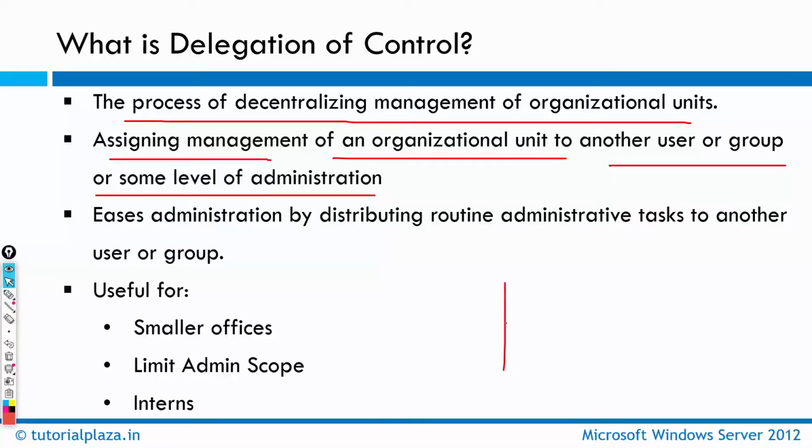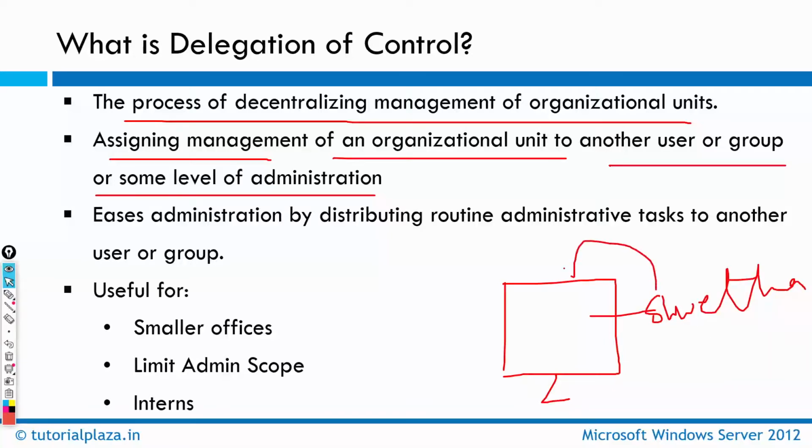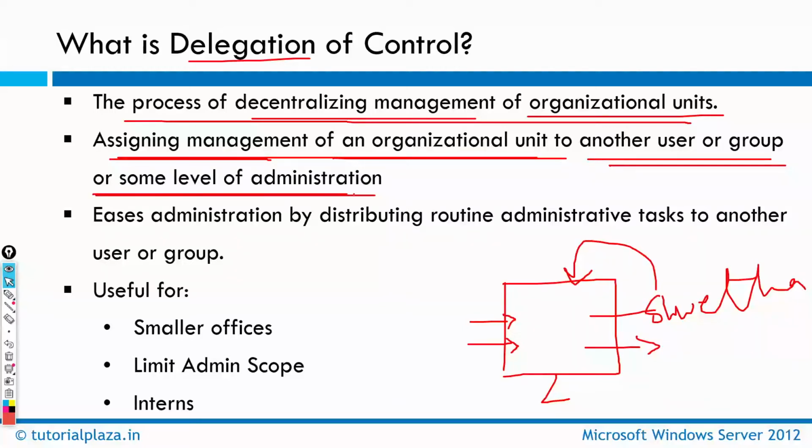So, for example, I have a domain controller. Let's say I have a user called Shweta, and I want Shweta to log in on a domain controller and create users and reset users' passwords. That is delegation of control. We are decentralizing management of OUs, right? So I am asking her to manage some OUs, assigning management of an OU to another user or group or some level of administration.